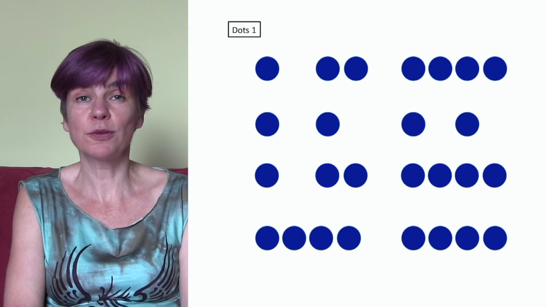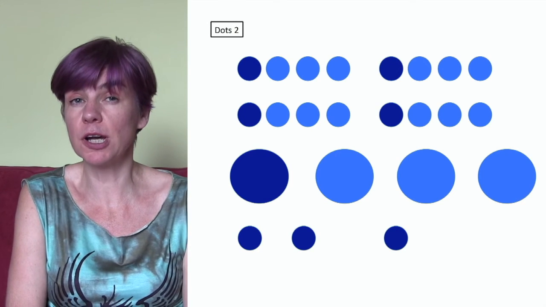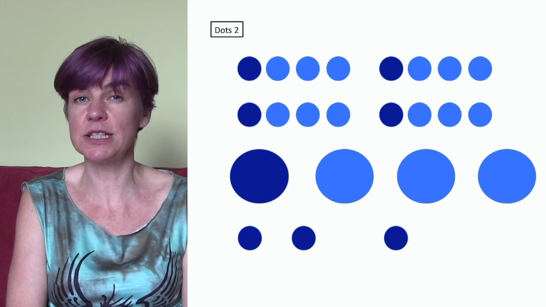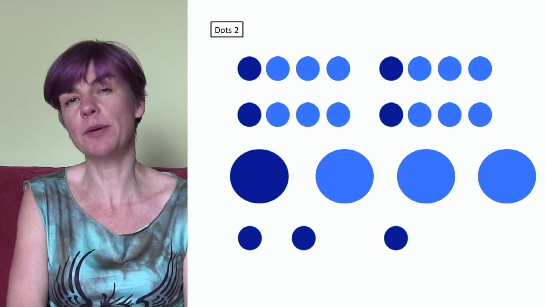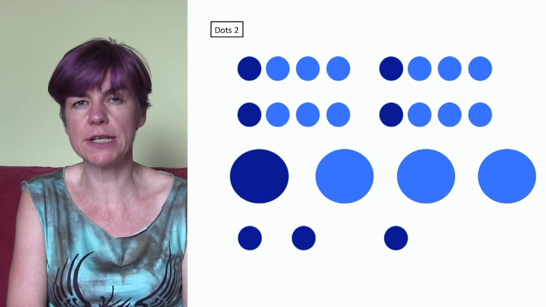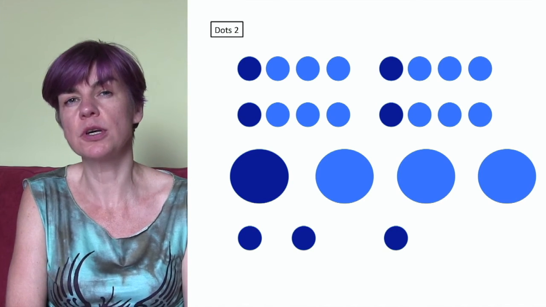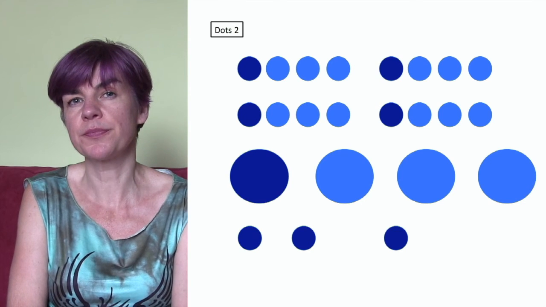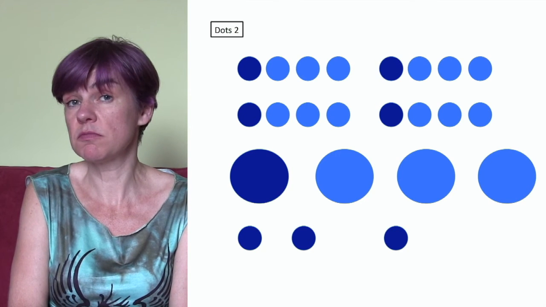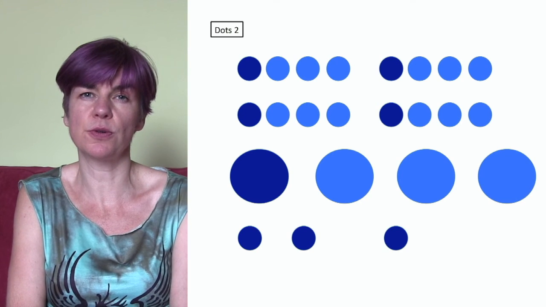The second one, called Dots 2, you can see is quite different. It's got different colours of dots and different sizes. So what does that mean in your head? What was the noise you thought of for the first set of blue dots? And now what happens to that sound when the dots get lighter? Do they get quieter? Do they get slower? Do they change their noise at all?